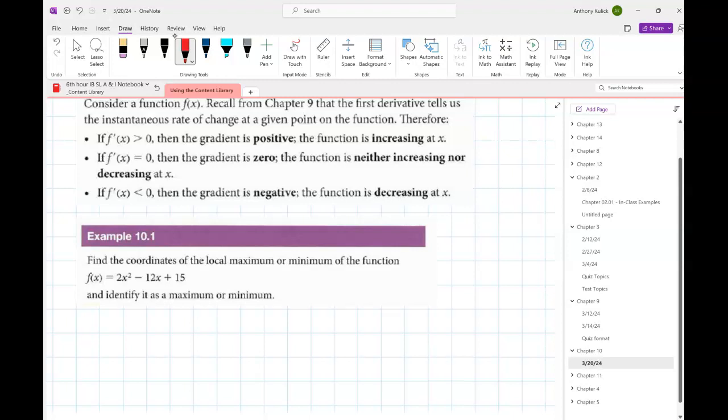Zero, right? Because if I have something that looks like this, and I try to draw the tangent line at those points, the slope is zero, they're flat. So I'll start by finding the derivative. What's the derivative of f of x going to be?